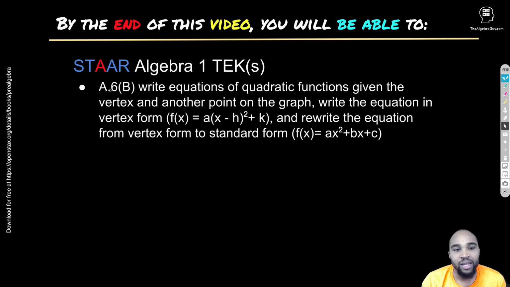This is TEAC 6b: write equations of quadratic functions given the vertex and another point on the graph. Write the equation in vertex form. This is vertex form here, and rewrite the equation from vertex form to standard form. So you need to be able to go from vertex form to standard form, and we're going to look at some STAAR problems that do just that.